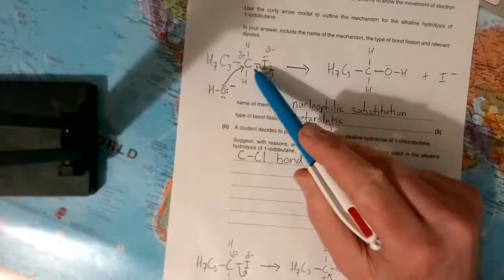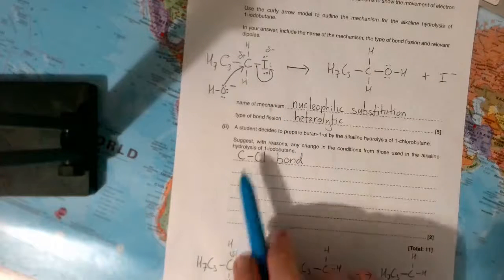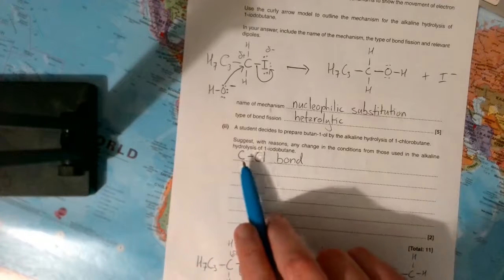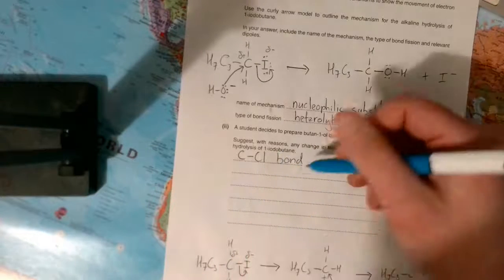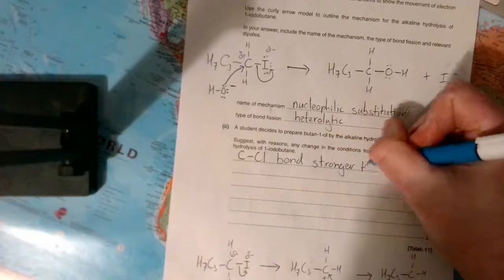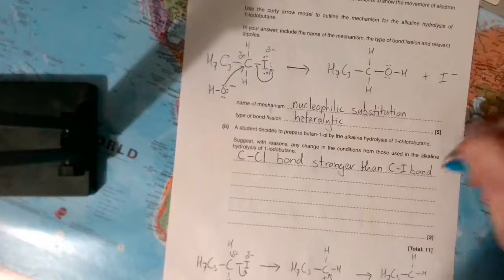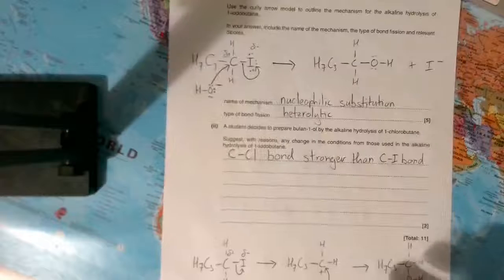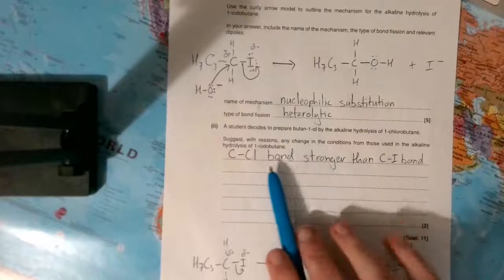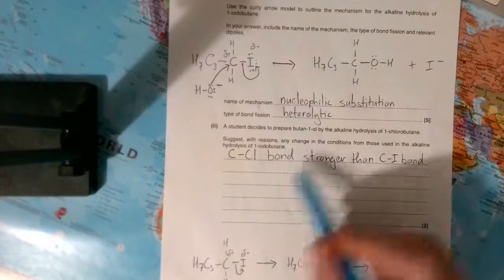If you look up at the example we had here, you had to break the C-I bond. We are now having a molecule where there's not a carbon to iodine bond, there's a carbon to chlorine bond, and so you just need to get in that the C-Cl bond is stronger than the C-I bond. And the most common mistakes here are when people don't do comparative answers. You are comparing these two things. You need to get in this idea. You could have put that it's harder to break or it needs more energy to break, but this is the crucial phrase.